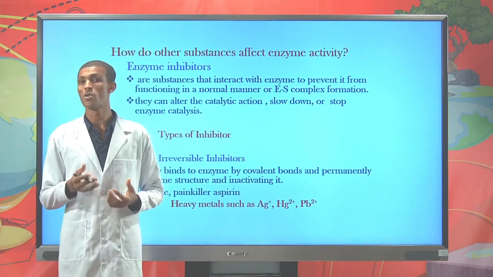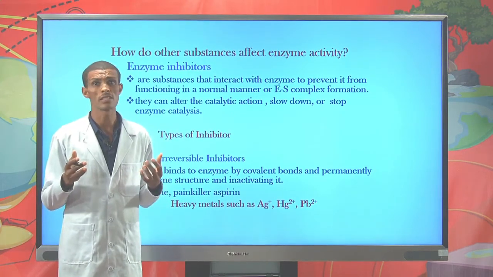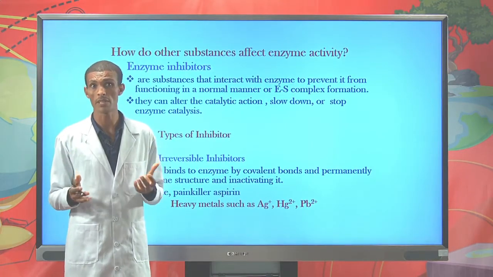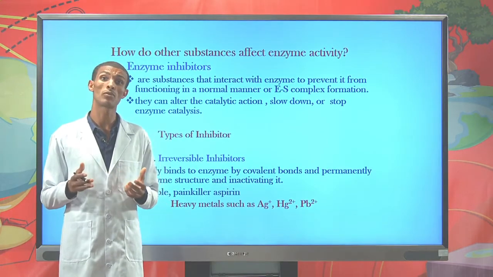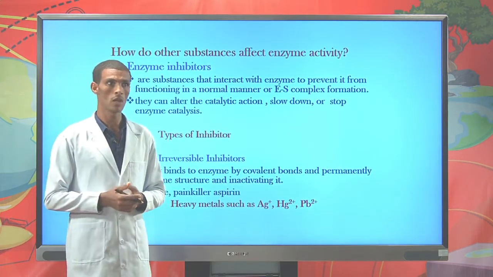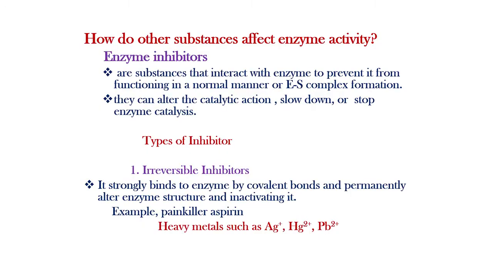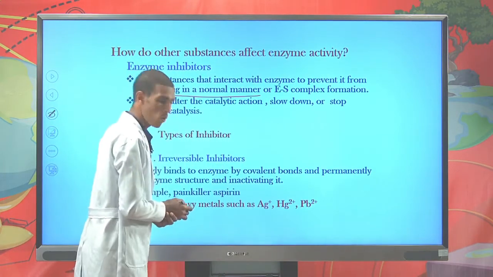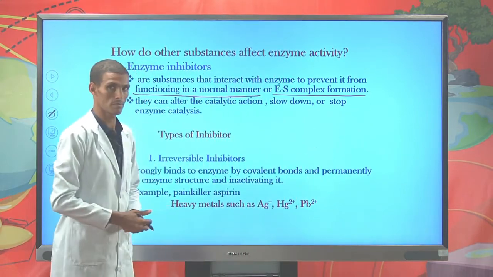Well, not only temperature, pH, and substrate concentration, there is another substance that affects enzyme action or the rate of enzyme activity to form the enzyme substrate complex. These are termed inhibitors. When we say inhibitor, they are a substance that can bind with an enzyme to prevent it from functioning in a normal manner, or prevent the enzyme substrate complex from being formed.